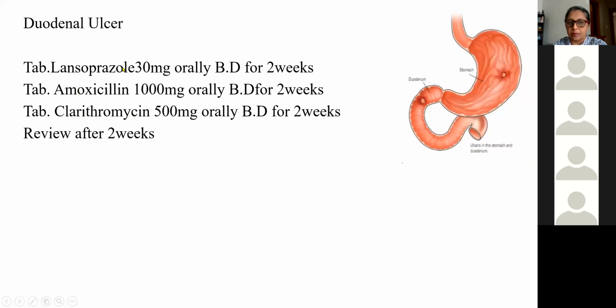So this is a proton pump inhibitor. Amoxicillin is a penicillin type, and this is a macrolide. So all this should be given twice daily for 2 weeks. So you can see the side effects will be very much because all are in high dose. Amoxicillin 1000 milligram BD, that is morning 1000, evening 1000. Similarly, clarithromycin 500 milligram morning and evening, like that, all the drugs for 2 weeks, and review should be taken after 2 weeks.